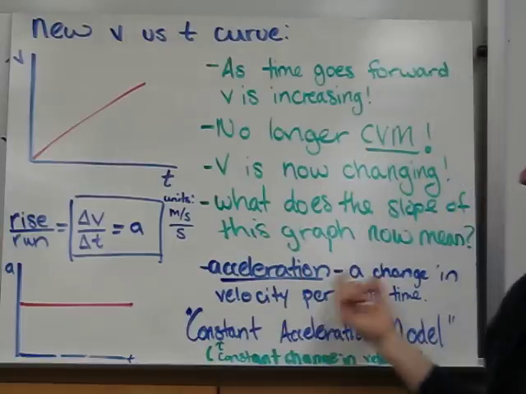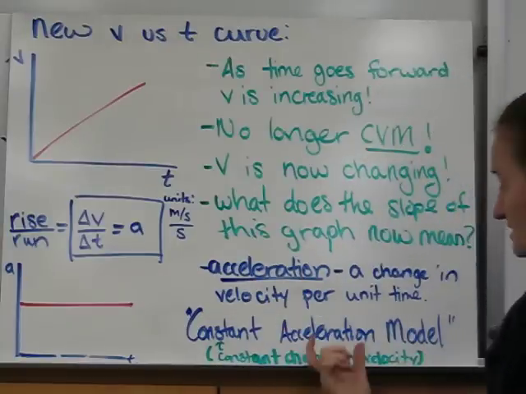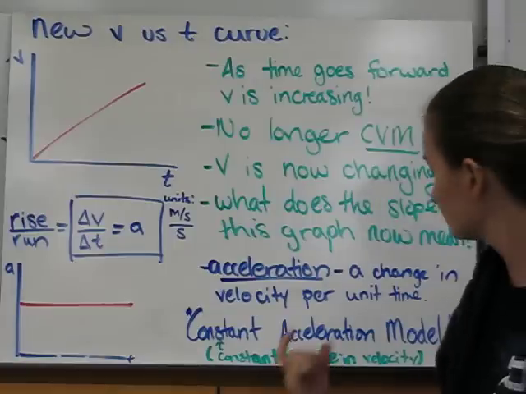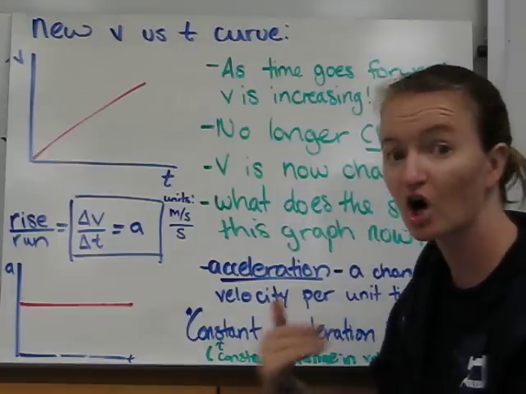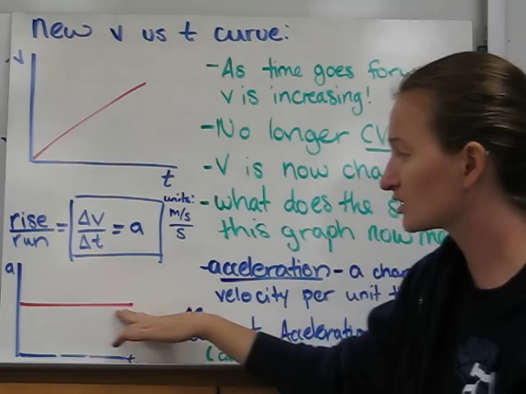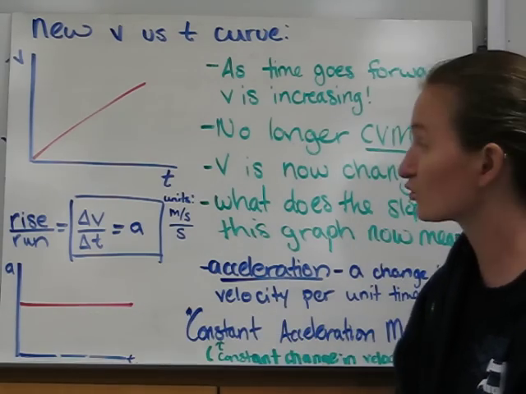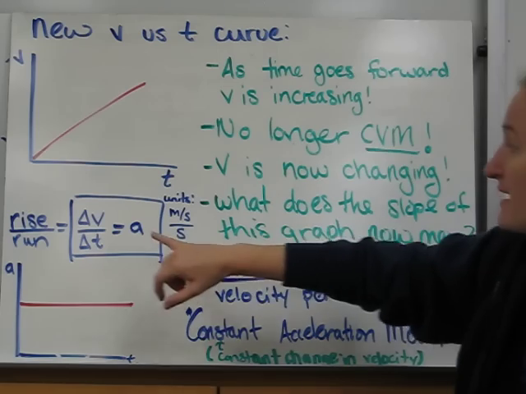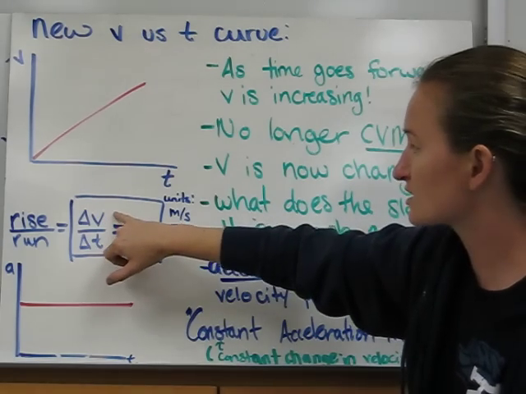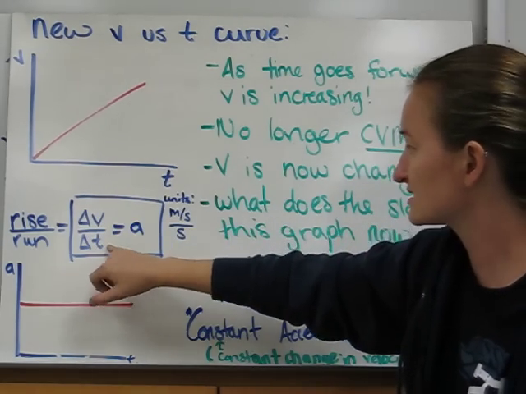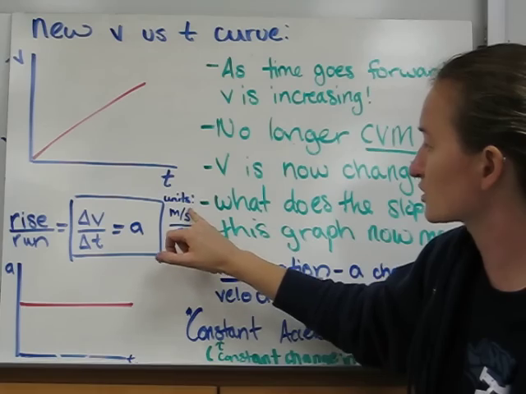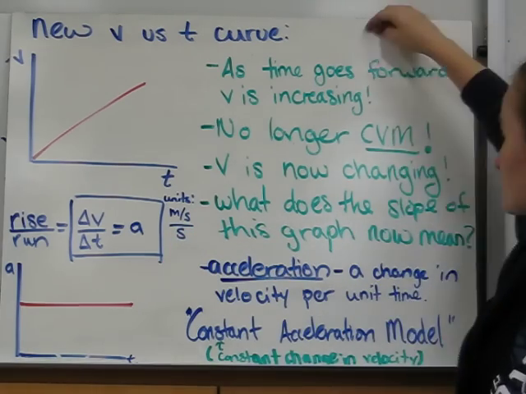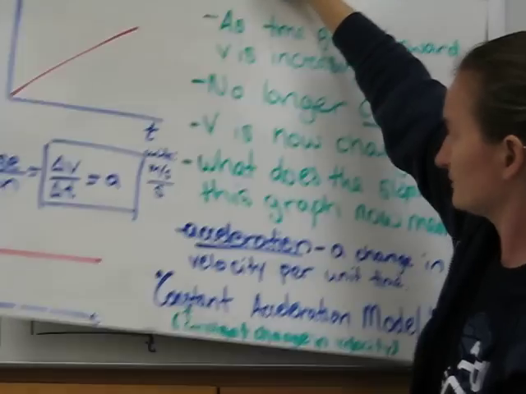But remember, acceleration is a change in velocity. So a constant acceleration means a constant change in velocity, or the velocity is changing at a constant rate. So the rate of change of the velocity is going to be constant from now on. If velocity is measured in meters per second and time is measured in seconds, then the units for acceleration are going to be meters per second per second, which can also be abbreviated as meters per second squared.